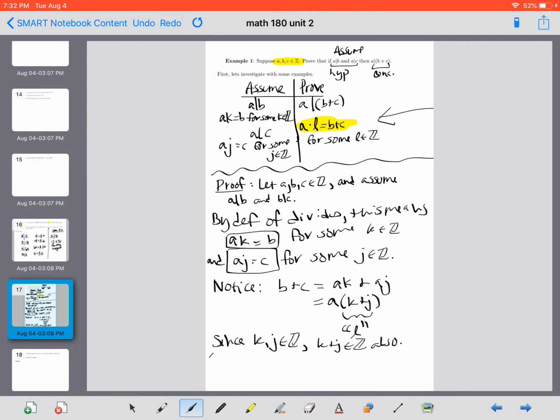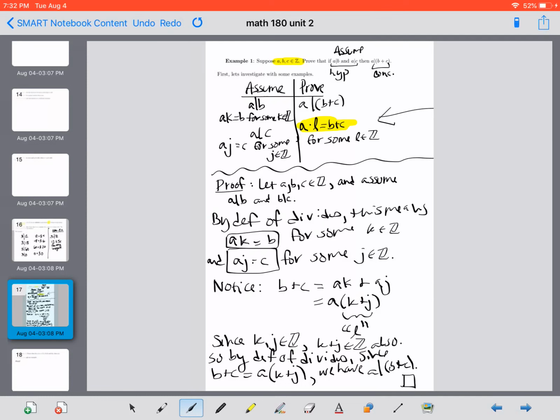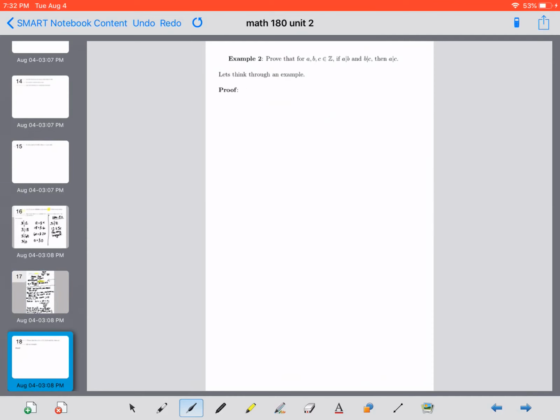And so now we can say that by the definition of divides, since B plus C can be expressed as A times the integer K plus J, we have that A divides B plus C, which is exactly what we were trying to prove. Alright, so this is really the same basic steps that we did in the even and oddness proofs. It's just that we have sort of an extra definition in mind now, not just even and odd, but this generalization of divides. So let's try another example.